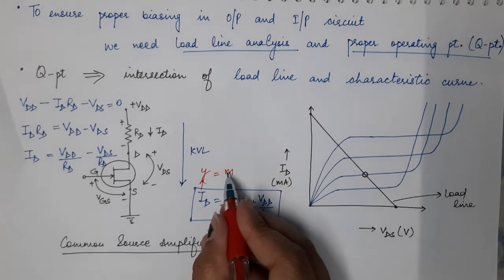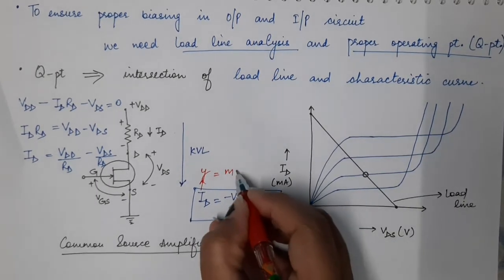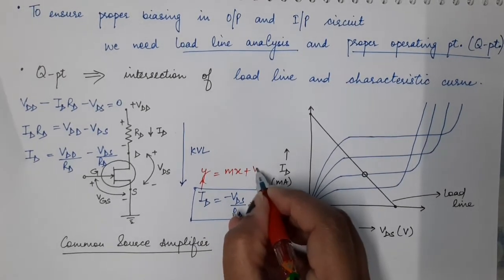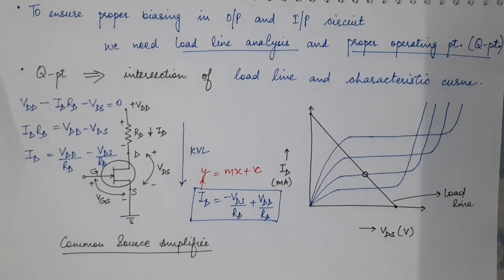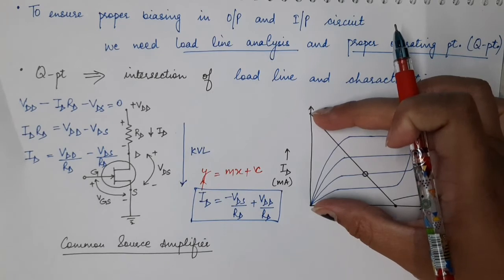and minus 1 by RD is the slope of the load line. Along the x-axis we have VDS, plus the intercept of the load line is VDD by RD. So it is the intercept. So this is the value of the intercept, VDD by RD.